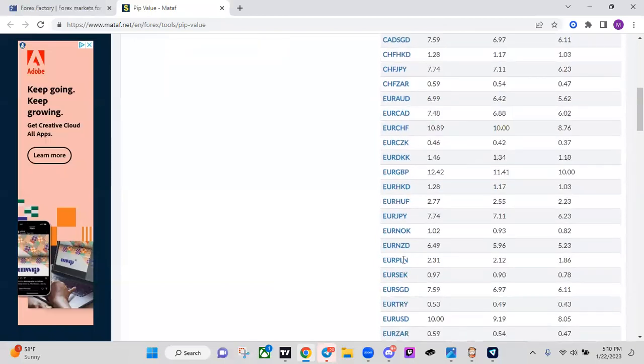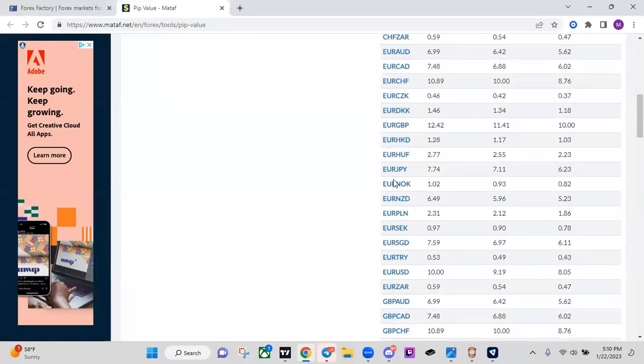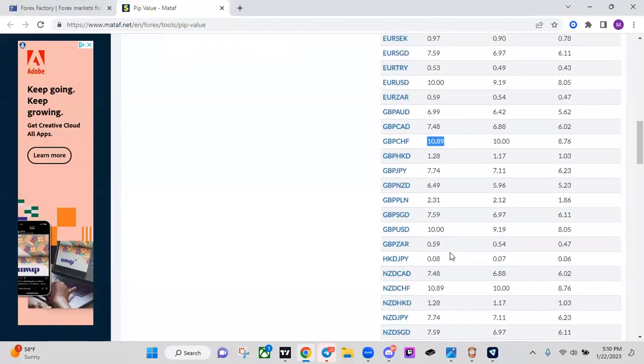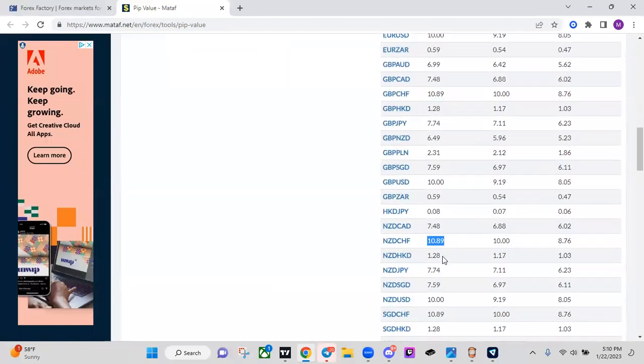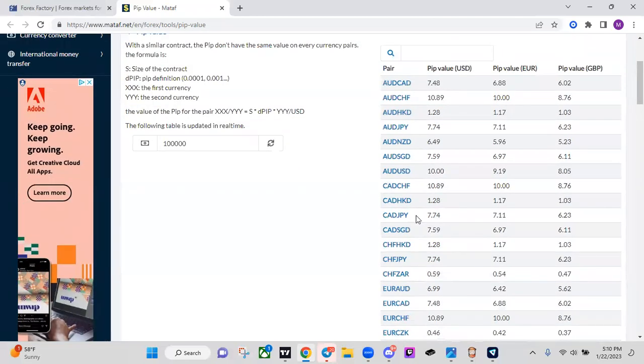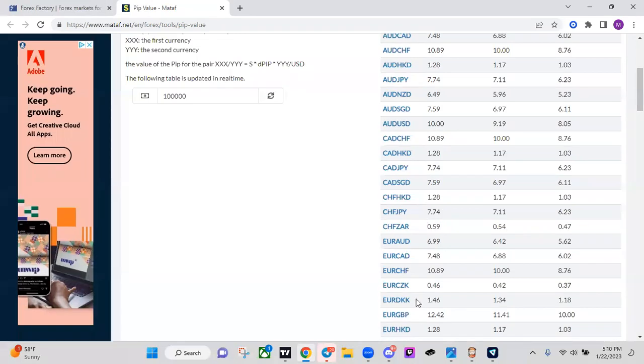GBP USD, where's it at? Where's Euro USD? I think it's right here somewhere. Euro USD, $10 a pip. GBP CHF, $10.89 a pip. The highest paying pair per pip, after NZD CHF at $10.89, is going to be Euro GBP. Where is it at? Euro GBP pays out $12.42 a pip.